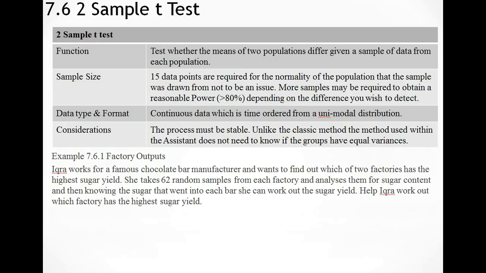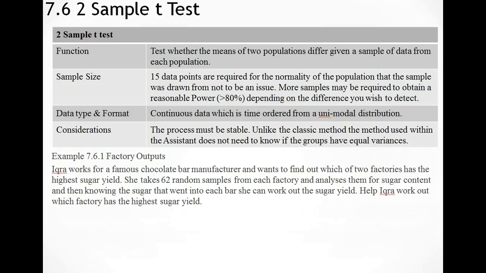Before we start, let's have a quick look at the requirements for the test. For sample size we need 15 data points from each group for the normality of the population that the samples are drawn from not to be an issue. We may need more samples if our power is low, and it depends on the difference that we want to be able to detect as well. We need continuous data that's time ordered from a unimodal distribution, and the data must be stable.